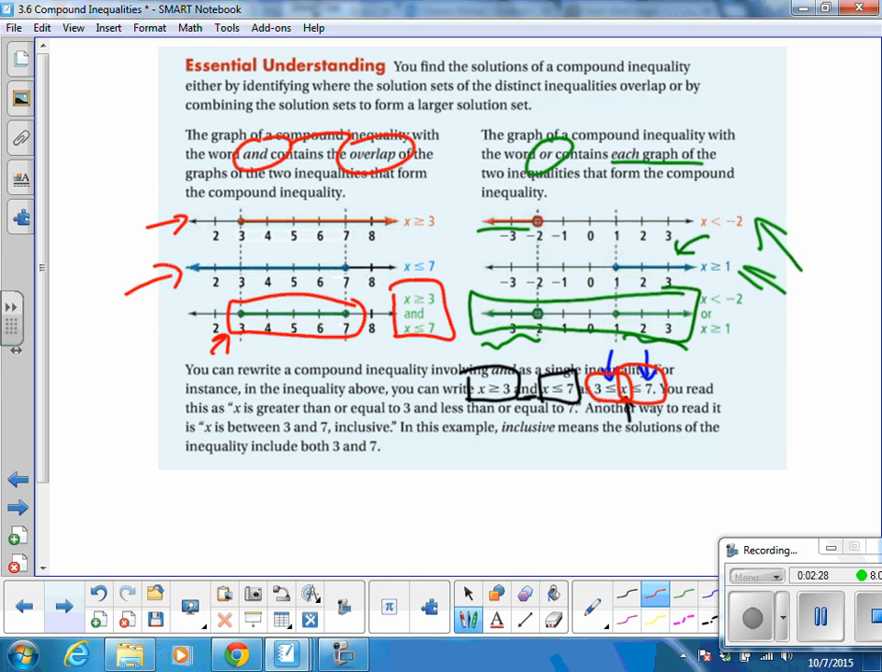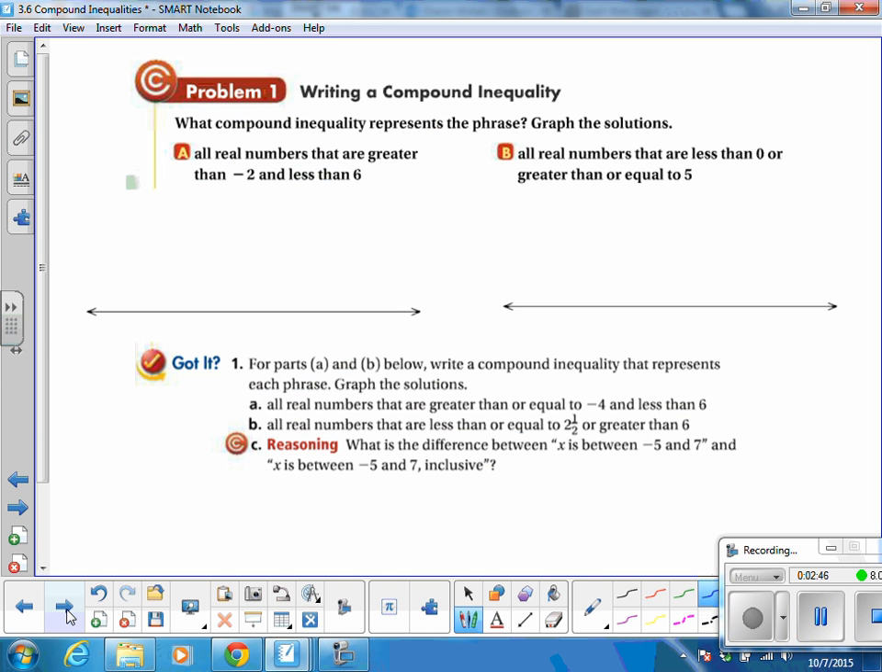A word you're going to include here with this is actually the word inclusive. When we see the word inclusive, it means it includes the numbers that you see. So if I say x is between 3 and 7 inclusive, it tells you and me that it actually includes 3 and 7. That also tells us a little bit about the dot that we would be using in that situation.